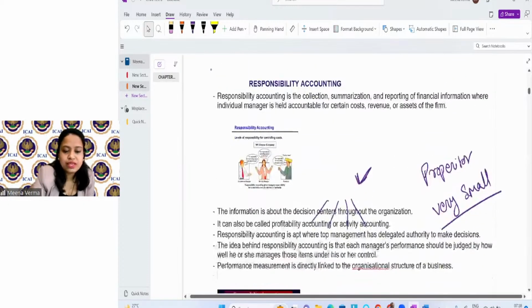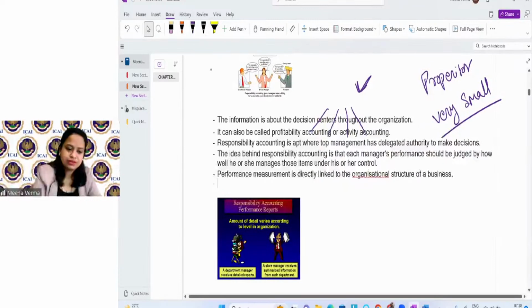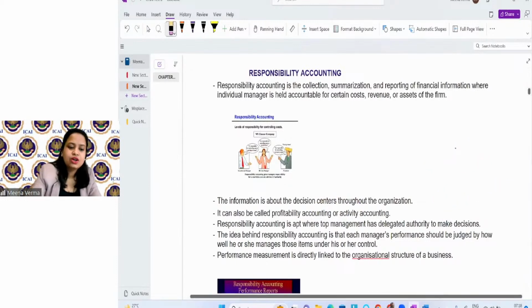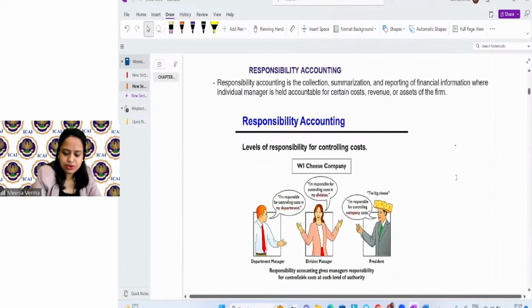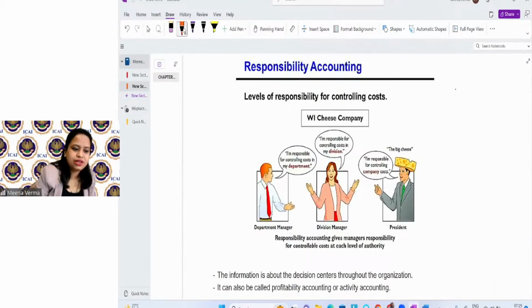So if you see here, they are talking about the entire organization structure: what are their roles, their responsibilities, their authority, right? Here they are talking about responsibility accounting. When we talk about the organization, what are their responsibilities? Okay, now see this image. We are just talking about the responsibility of the people, right? Now see this image. What is happening here?